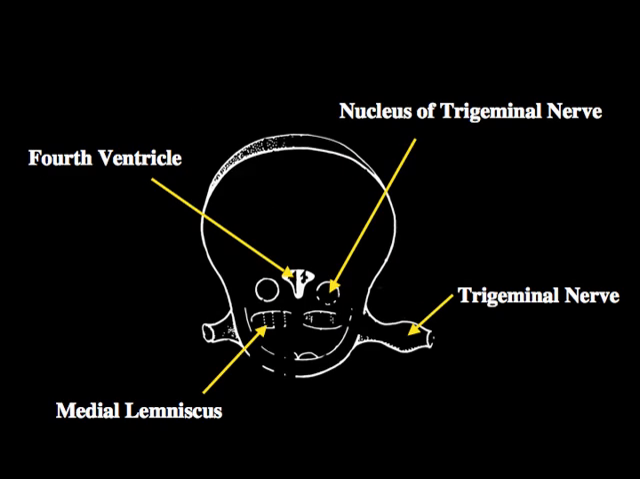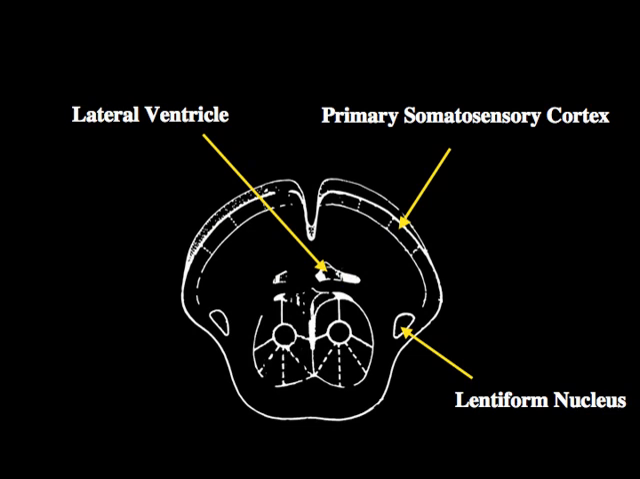Going further up, and again, just for localization, we've got the trigeminal nerve and the nucleus of the trigeminal nerve. Here, the medial lemniscal system, and those both sit under the fourth ventricle. And then at the level of the midbrain and the cerebral cortex, we've got here the primary somatosensory cortex, where all this information is going, the lateral ventricle, and, just for localization's sake, the lentiform nucleus. So let's look at these two systems each in turn and see how they get between the spinal cord and the sensory cortex.